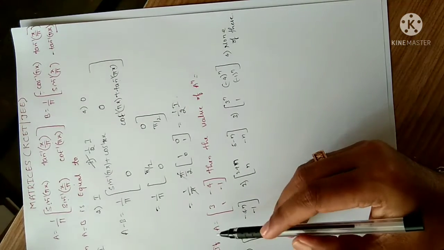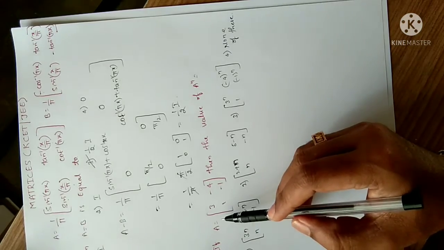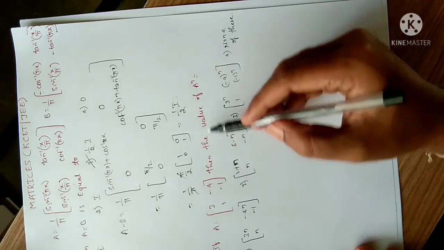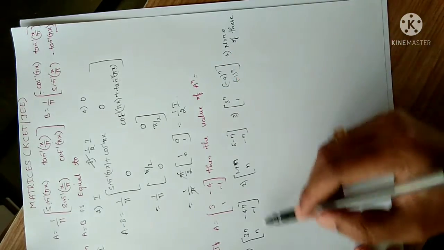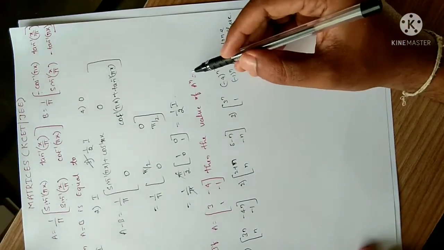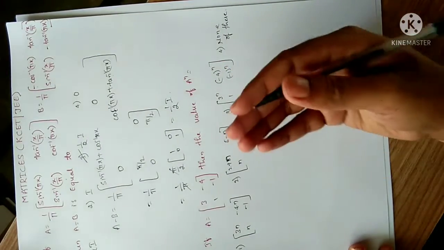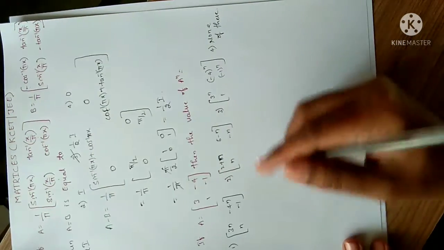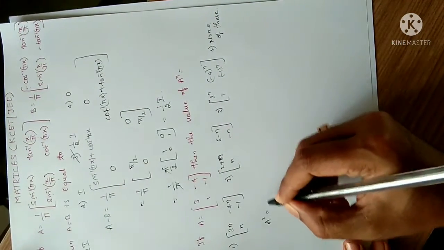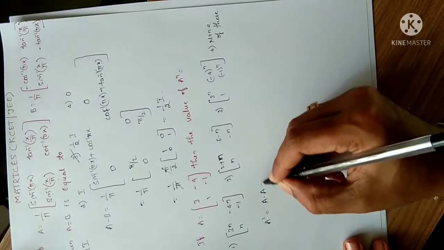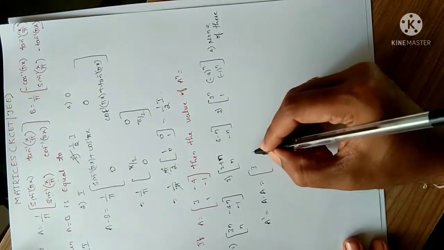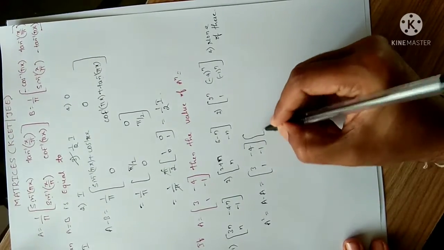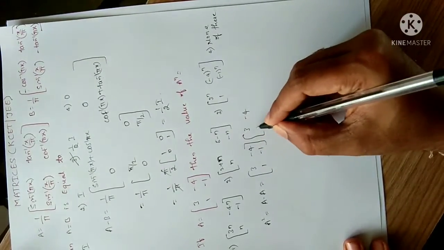Okay, the next question is: if A is a 2 cross 2 matrix, [3, minus 4; 1, minus 1], then the value of A to the power of n is, which option is satisfying the A to the power of n value? Now, before doing that, I will generalize. I will first find A square. A square is nothing but A into A, that is [3, minus 4; 1, minus 1] times [3, minus 4; 1, minus 1].